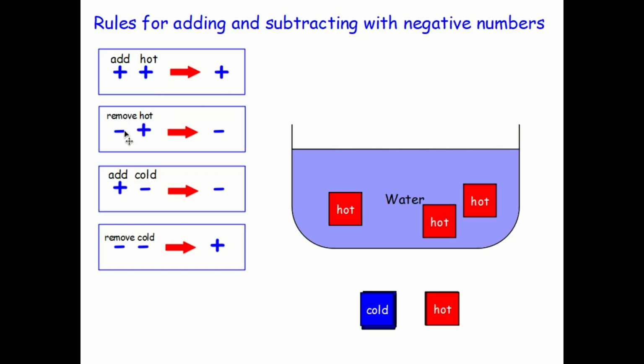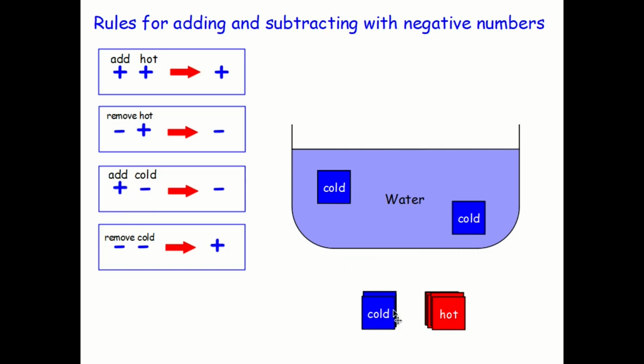What happens if I remove or take away those hot cubes? If I take away those hot cubes, the temperature of that water is going to go down. That's why if we have a minus and a plus next to each other, they become a minus. What happens if I add some cold, or if a plus and a minus are next to each other? If I add some cold, then the temperature of that water goes down. That's why if you've got a plus and a minus, it goes to a minus.